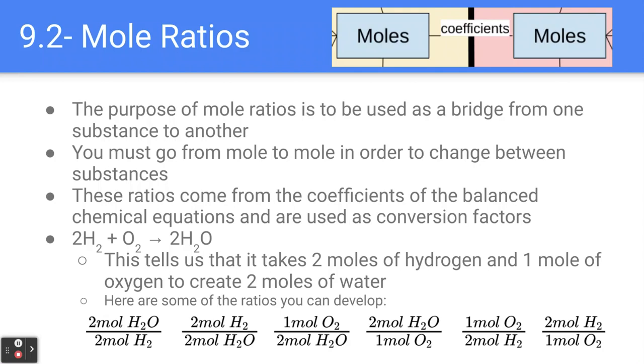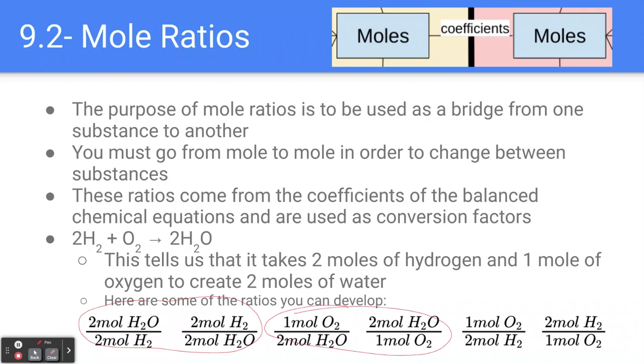So there are 6 different ratios you can set up for this particular equation. You could say that we have 2 moles of water per 2 moles of hydrogen, and you can position that one of 2 ways, which you see first down here. You could have 1 mole of oxygen to make 2 moles of water, which you can see in these 2 different setups here. Or we can compare our reactants.